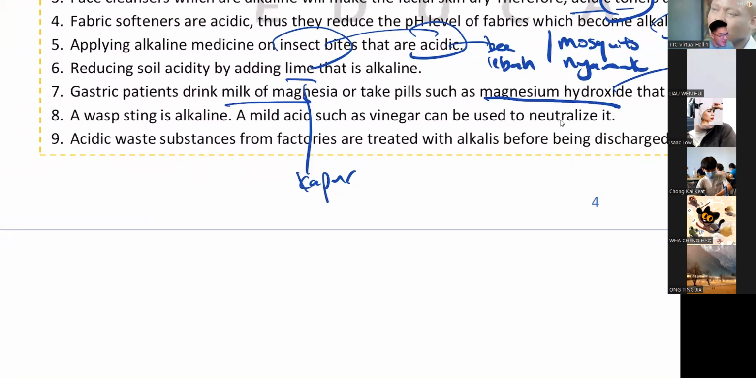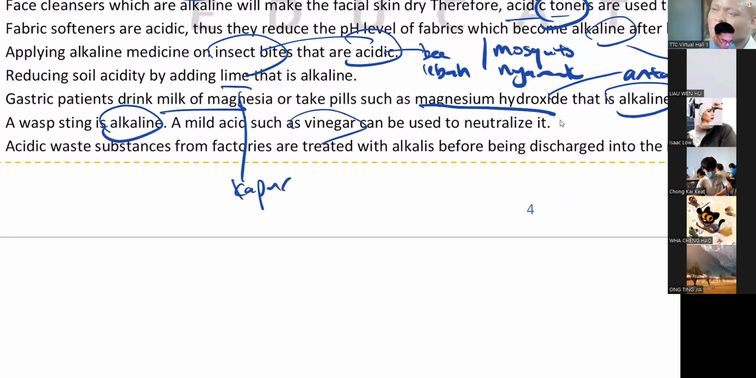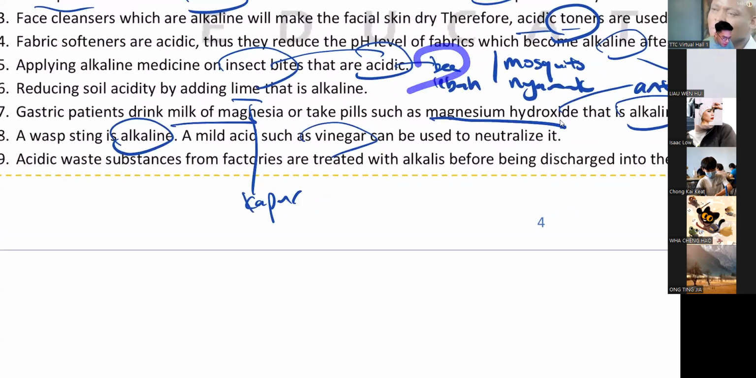Okay. Just okay. Anyway, so next, a wasp sting. You know what a wasp is, right? When wasps sting you, it's alkaline. So how do you neutralize the sting? You use vinegar. So guys, do not confuse bees and wasps. Bees are acidic. Wasps are alkaline. So don't mix this up.